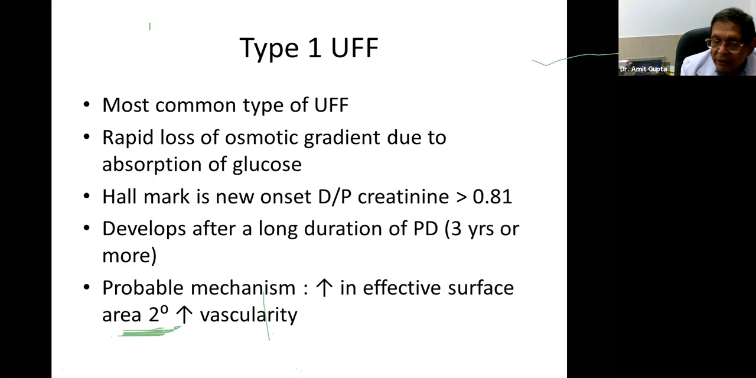So it's the most common type of ultrafiltration failure. There's rapid loss of osmotic gradient due to absorption of glucose. The hallmark is a new onset dialysate to plasma creatinine of greater than 0.81. And it develops after, say, 3 years or more of staying on peritoneal dialysis. And the mechanism is increase in the effective surface area secondary to increase in the vascularity.